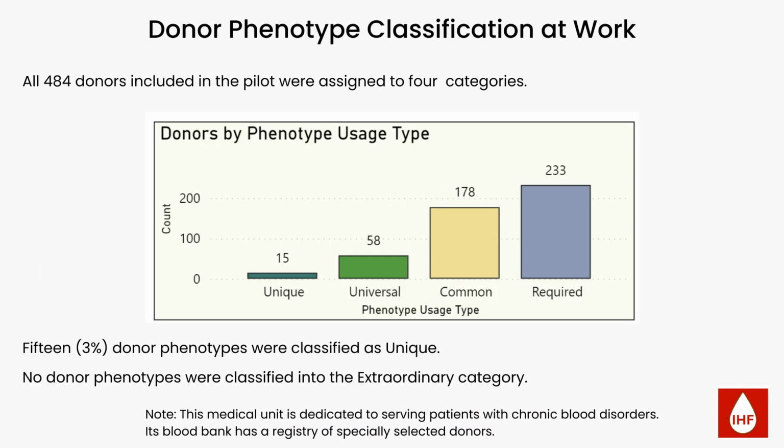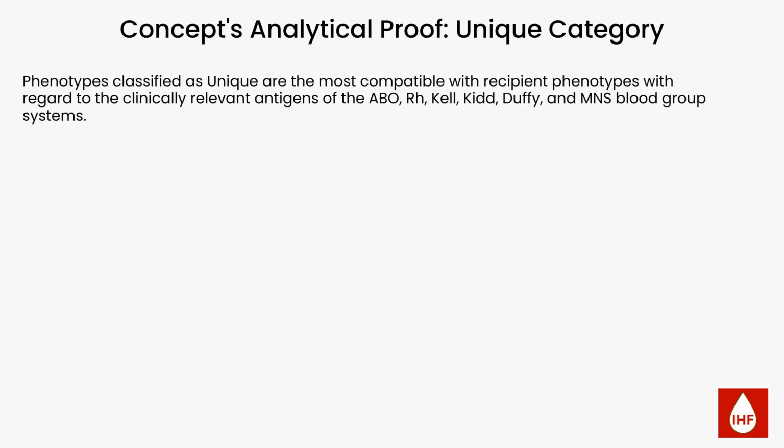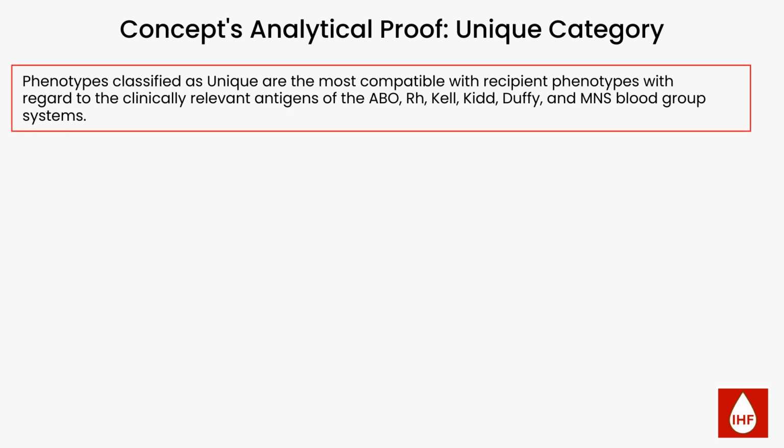The pilot system analyzed the donor registry. 15 donor phenotypes were classified as unique. No donor phenotypes were classified into the extraordinary category. For each patient, the system calculates the number of compatible donors. This is how we analytically confirm the following statement. Phenotypes classified as unique are the most compatible with recipient phenotypes with regard to the clinically relevant antigens of the ABO, RH, KEL, KID, Duffy, and MNS blood group systems.